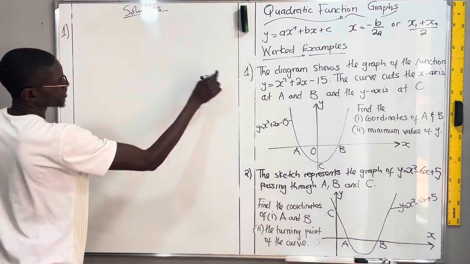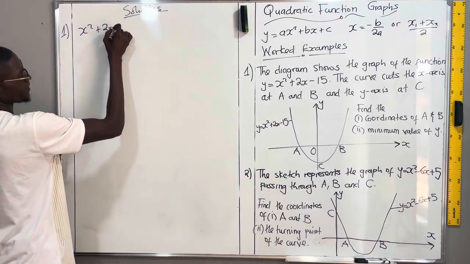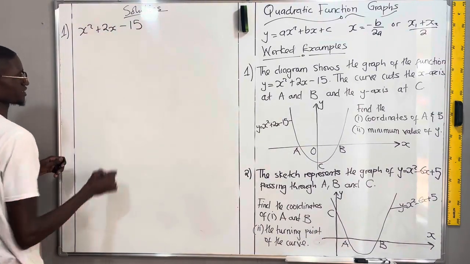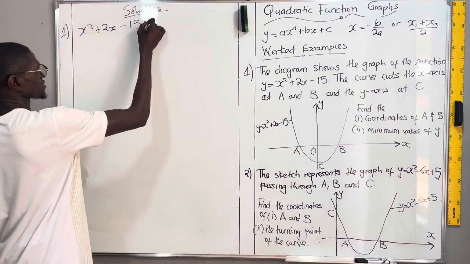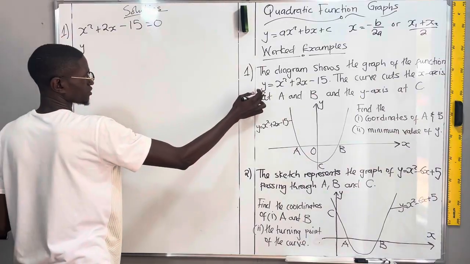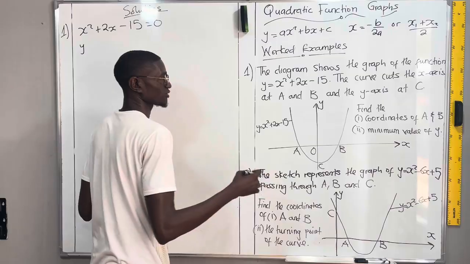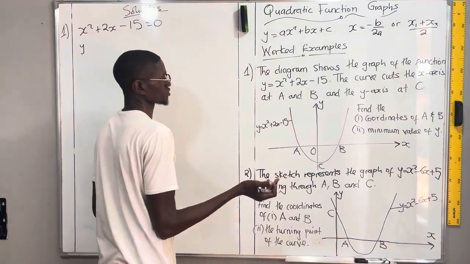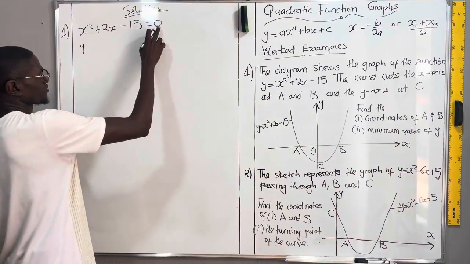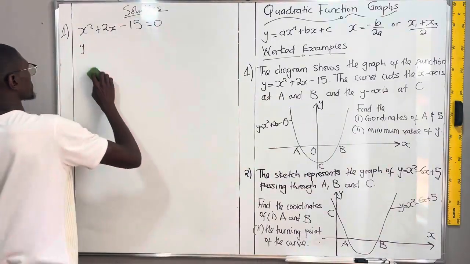We have that x squared plus 2x minus 15. That is our equation, and then we're going to say is equal to 0. Initially, it's supposed to be y, is the way it is. Y is equal to that one. But because these points are lying on the x-axis, meaning the y-coordinate is going to be 0, that is why this y has been converted to a 0, thereby making it a quadratic equation.